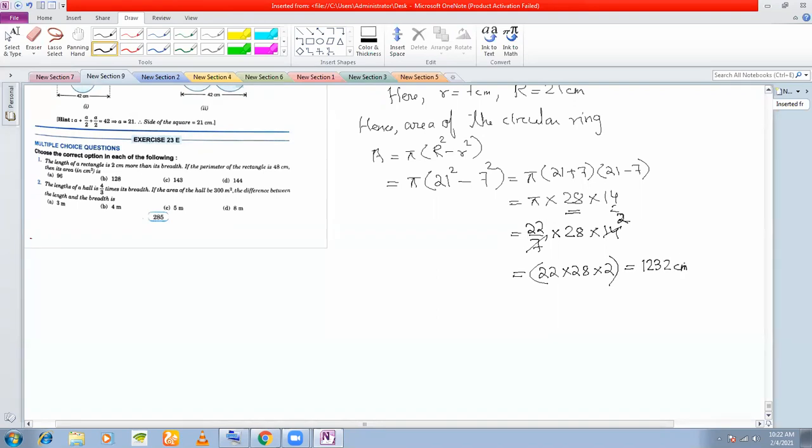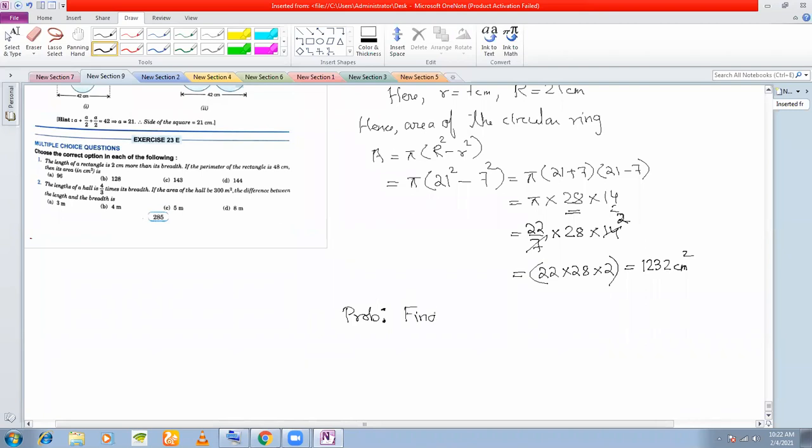1232 centimeter square. So this is the area of your circular ring. Now a variation of this problem can be in this manner. That is, the area of the circular ring can be given to you and one radius is given to you. You need to find out the other radius. Okay, so let us solve this kind of a problem also.